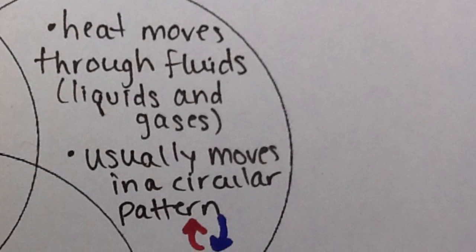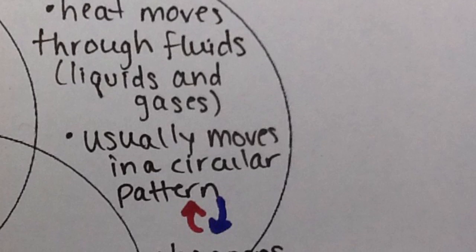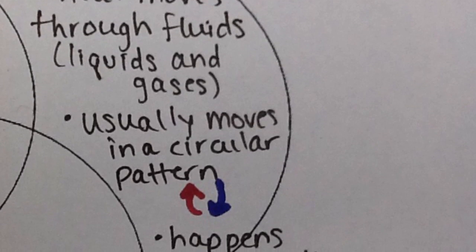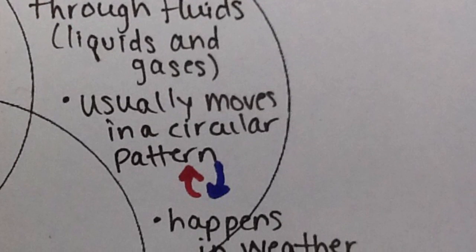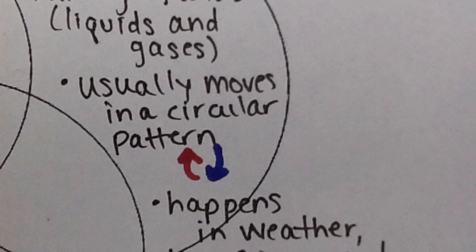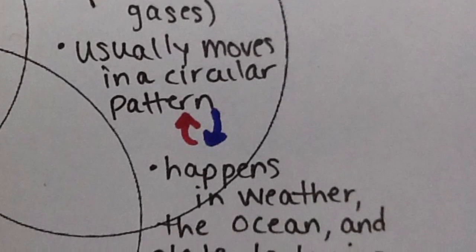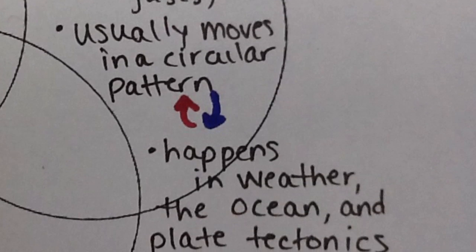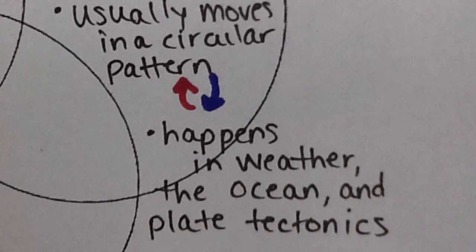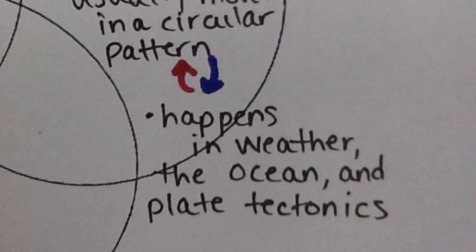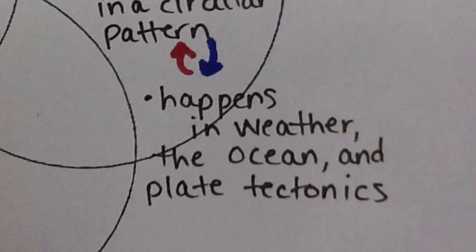In convection, heat moves through fluids. And remember, fluids can be either a liquid or a gas. They behave very similarly. It usually moves in a circular pattern where the warm material is rising and the cooler material is sinking. This happens a lot in nature, in weather, in the ocean, and under the Earth's crust in plate tectonics.